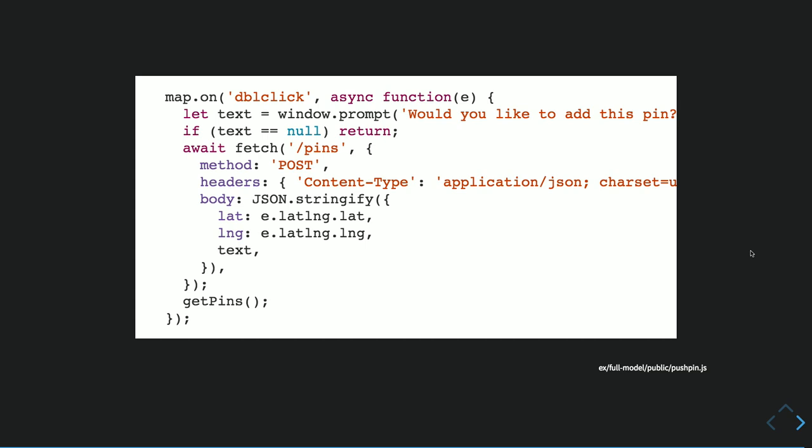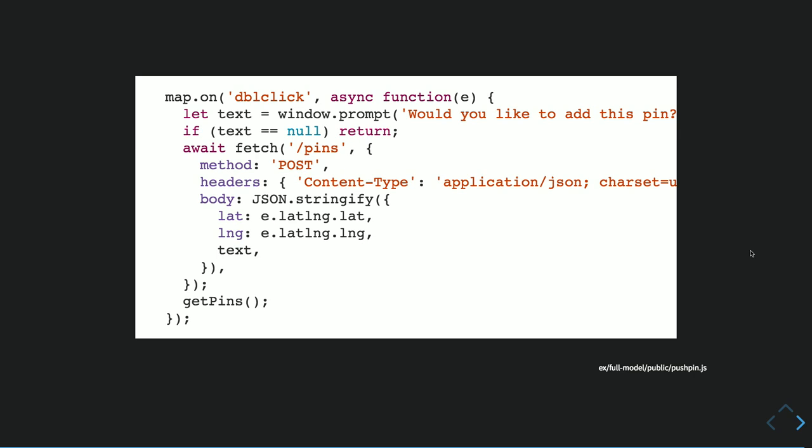I also want to set up the double click event to handle when you click on the map and you want to add a pin. And this one I just used window.prompt because I was trying to make this very quick. But we now can also await the fetch of the pins where we post to it. This is creating the pin.